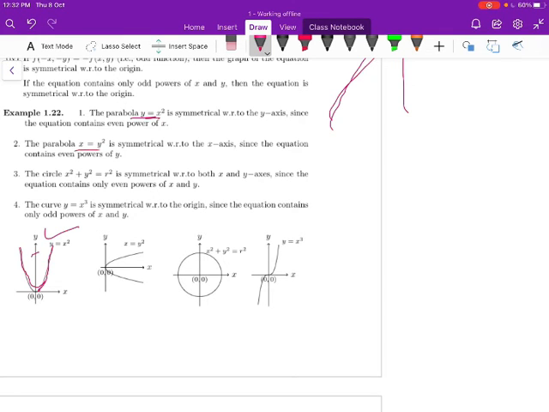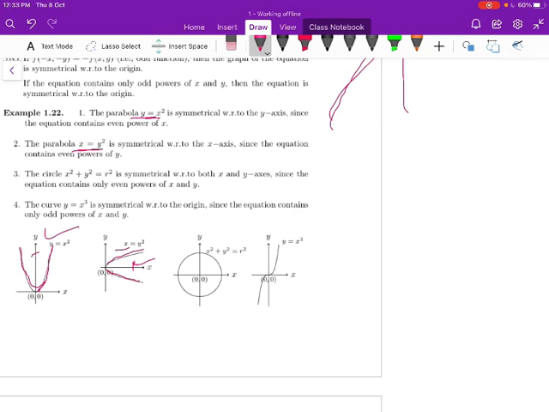And second example, x is equal to y square. This equation has even powers of y, the equation of a parabola. So this curve is symmetric about the x-axis. You can observe that this curve is similar below the x-axis. Therefore this curve is symmetric about the x-axis. Therefore the x-axis is the axis of symmetry for the equation x is equal to y square.